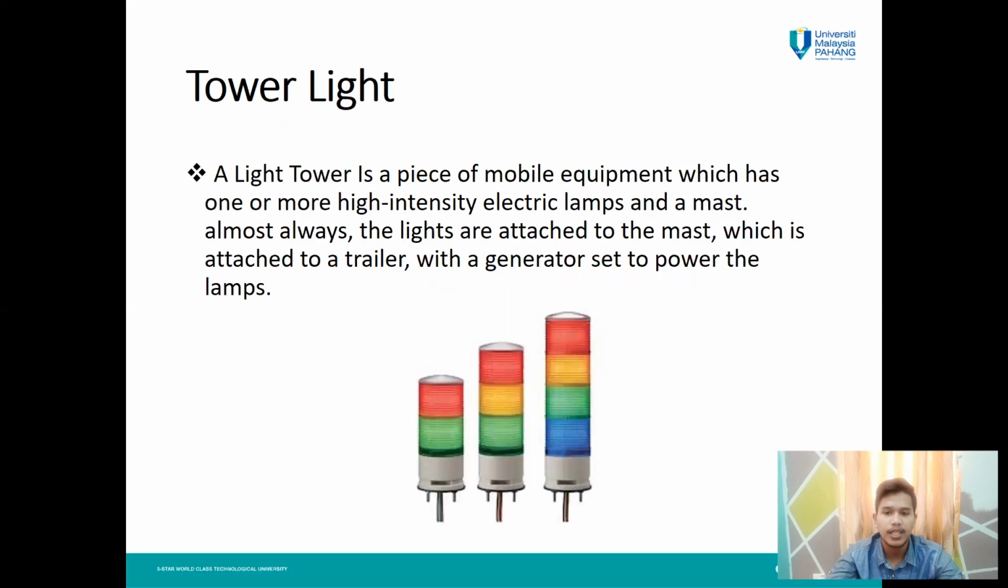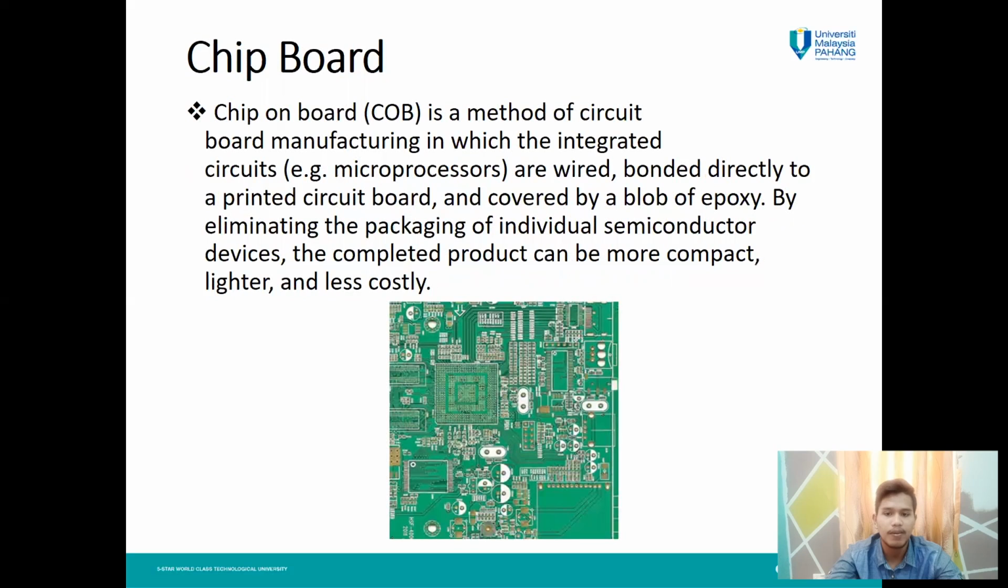The first component is light tower. Light tower is a piece of mobile equipment which has one or more high-intensity electric lamps. Almost always, the lights are attached to the mast, which is attached to a trailer with a generator set to power the lamps.